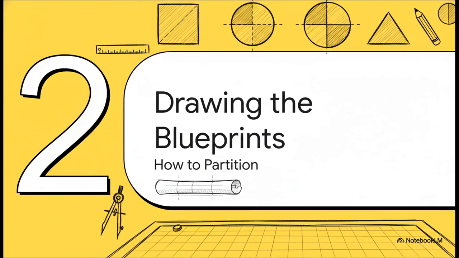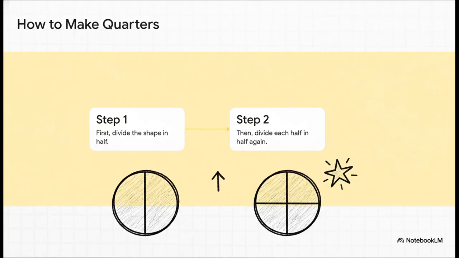All right, we've got the vocabulary down. Our toolkit is looking good. Now it's time to get practical. Let's move over to the drawing board and learn the actual techniques for creating the blueprints for these perfect, equal parts. You know, making perfect quarters is way easier than you might think. You don't have to guess at all. There's a simple 2-step strategy. First, you partition the shape in half with just one line. Then, you take each of those halves and partition them in half again with a second line. And boom, 4 perfect equal quarters.